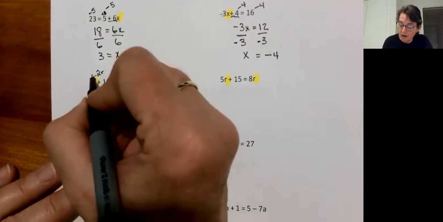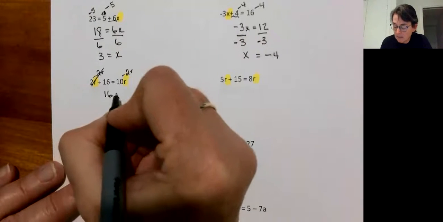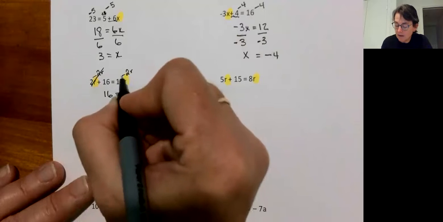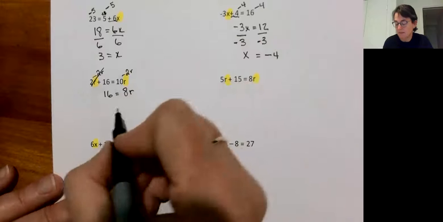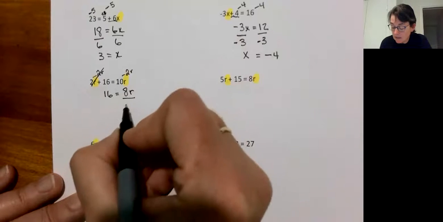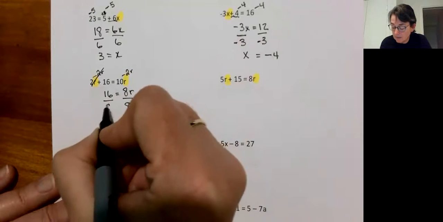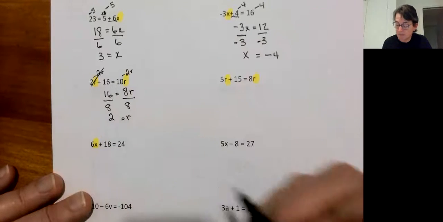So 2R minus 2R, that's going to disappear. So 16 is equal to 10R minus 2R, which is going to give me 8R. Now, I'm going to divide by 16 or 8. Hope you said 8, because you always divide by what's with the variable. So R is going to be 2.